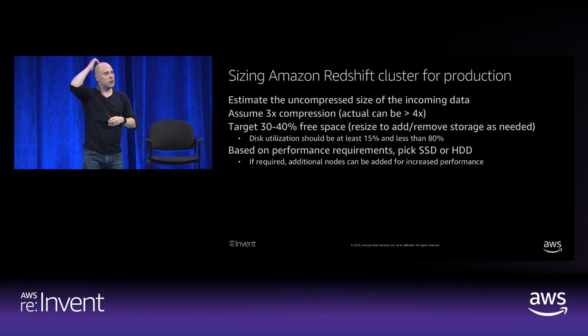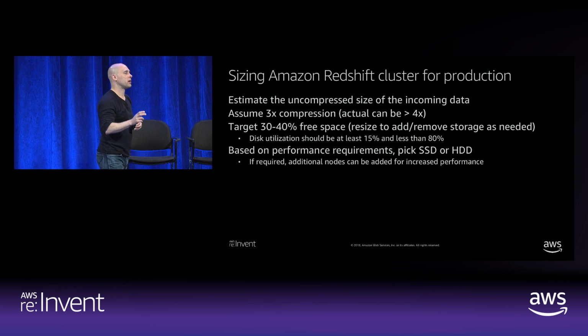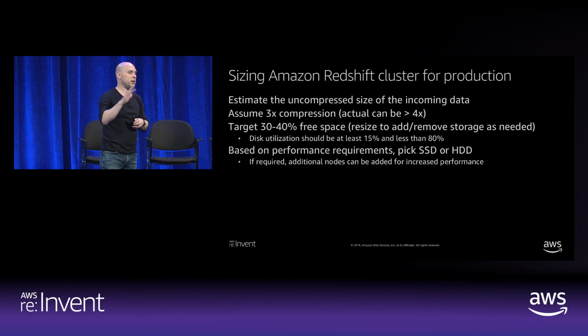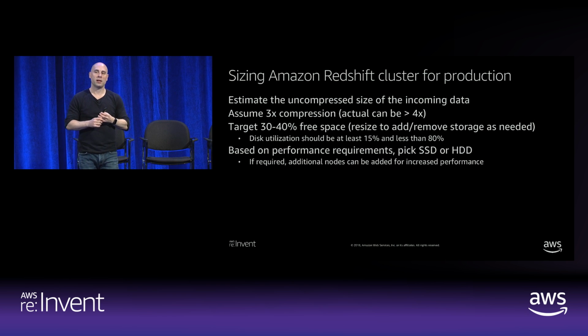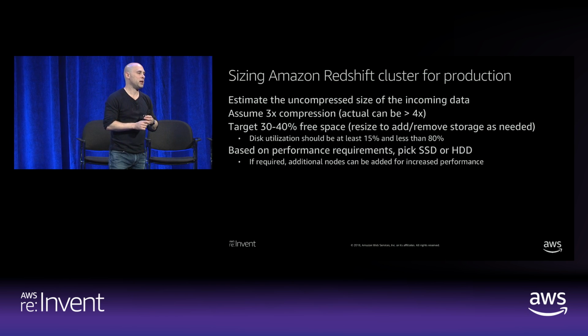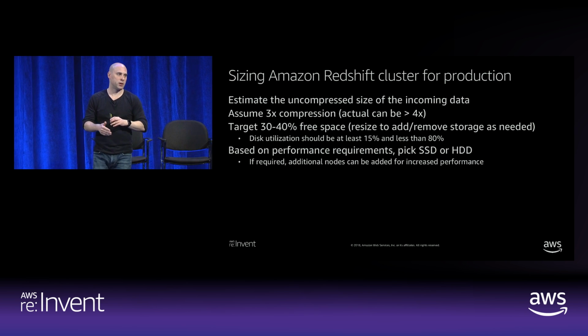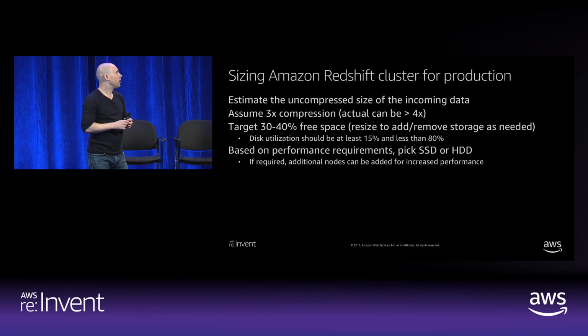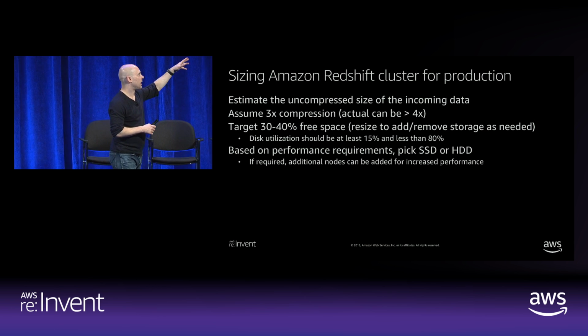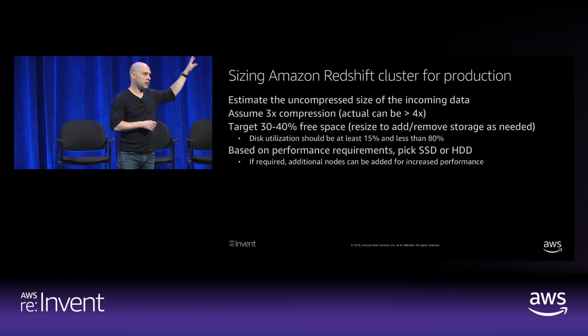So the first thing I'll always have a customer do is calculate the amount of uncompressed data that they believe they're going to have in their Redshift cluster. This just needs to be a ballpark estimate. Then I say we're going to assume a 3 times compression ratio on this data. That's a very conservative number. There's a really good chance, in fact, it'll be closer to 4 times. And then we usually want to target, I think the sweet spot is around 30 to 40% free space.